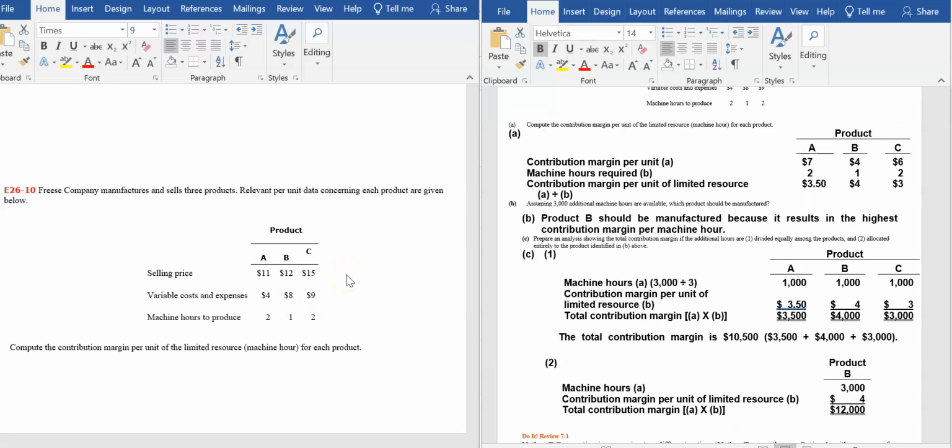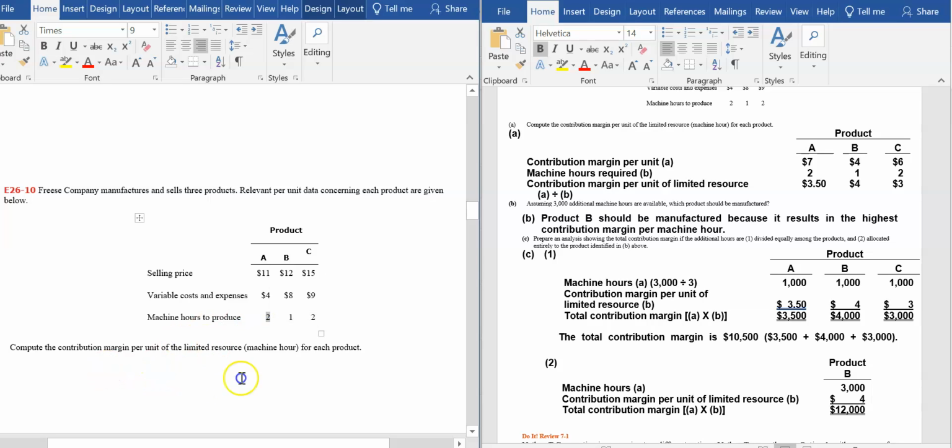Okay, another big decision point for managers is, when they have multiple different products and they are trying to decide which product is the best financially to focus their efforts on. Okay, for instance, Freeze Company manufactures and sells 3 products. Relevant per unit data concerning each product are given. The selling price of each product, the variable costs and expenses to produce each of the products, and the number of machine hours required to produce each of the products.